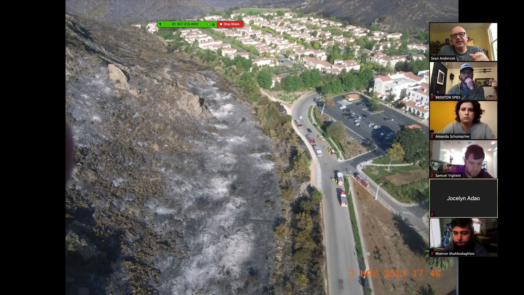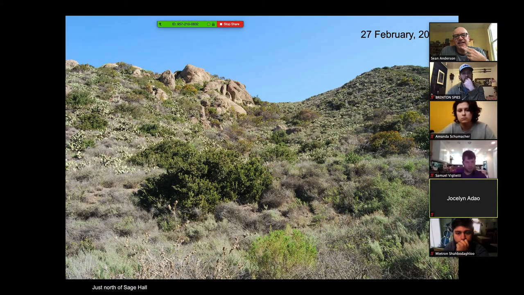Huge, huge fire. This is what campus looked like right after the fire. So you can see how the fire came right down exactly to the road edges on campus. This was looking up sort of above the faculty glen.